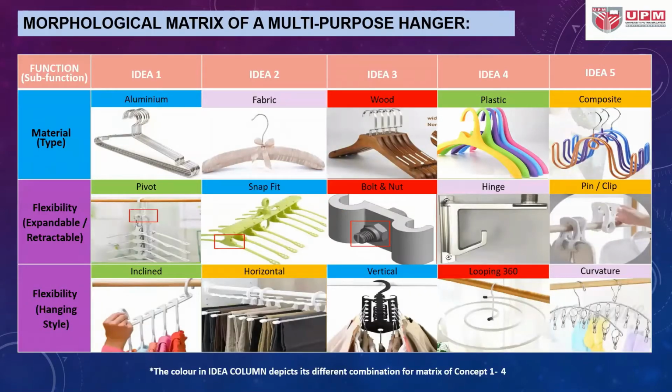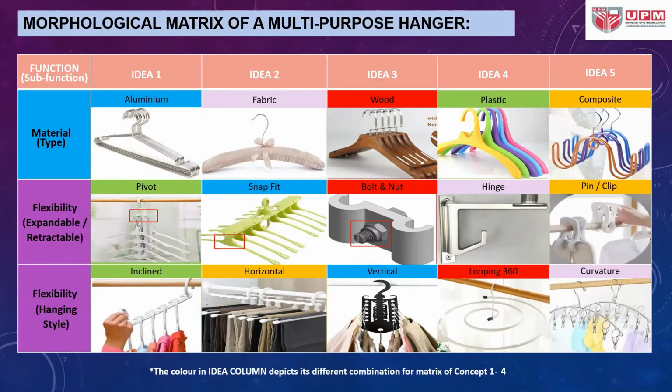In the morphological matrix, we have tabulated and brainstormed 5 ideas based on the sub-function of the multipurpose hanger. For the first subfunction, which is material, ID number 1, we look into the aluminium, ID number 2, fabric, ID number 3, wood, ID number 4, plastic, ID number 5, composite. For the next subfunction, flexibility in terms of expandable and retractable, ID number 1, pivot, ID number 2, snap fit, ID number 3, bolt and nut, ID number 4, hinge, and ID number 5, pin and clip.